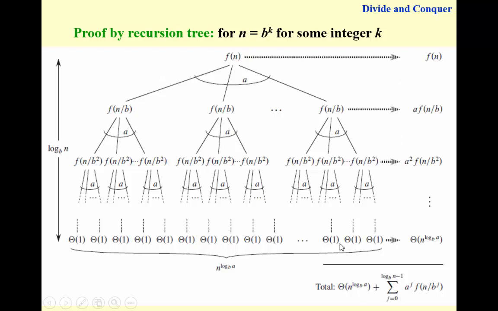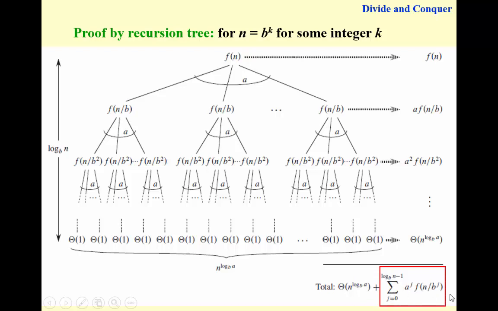And then, besides the bottom level, in the other levels we're going to have f of n, a times, since there are a branches: a times f of n over b, and then a squared times f of n over b squared, and so on and so forth. And therefore we obtain this total sum of all the complexities. We're going to have big theta of this term, that is the bottom level, plus this sum.